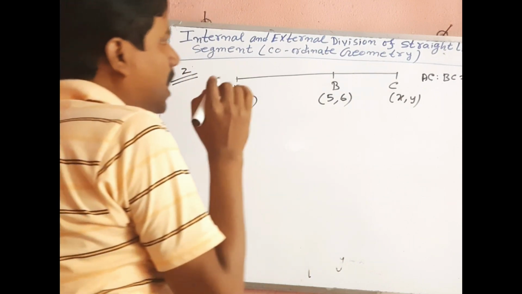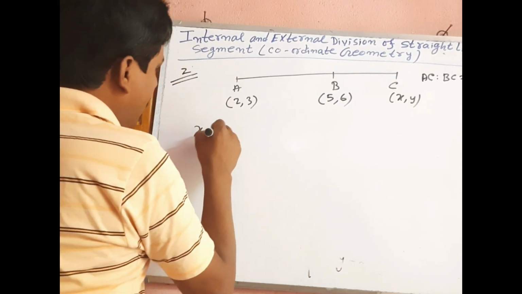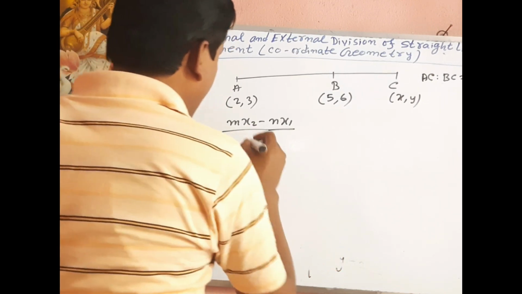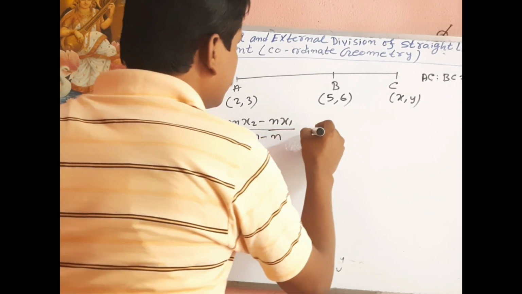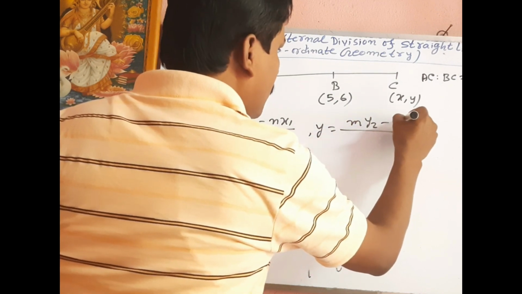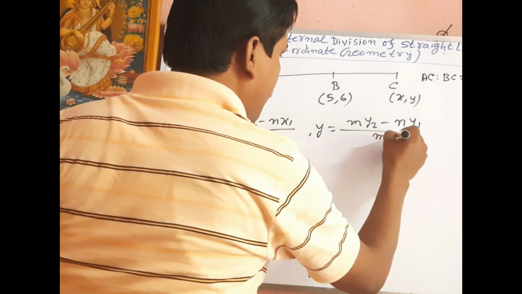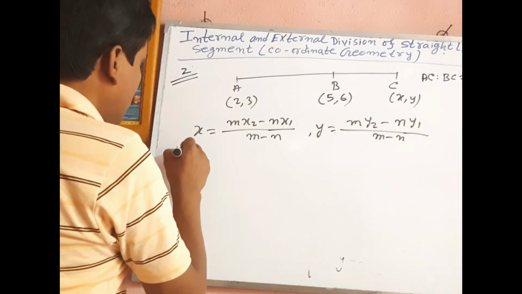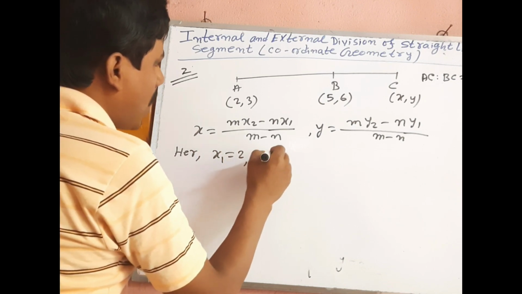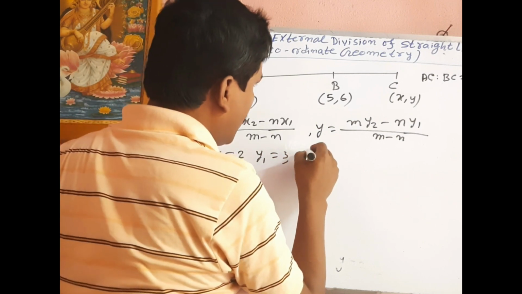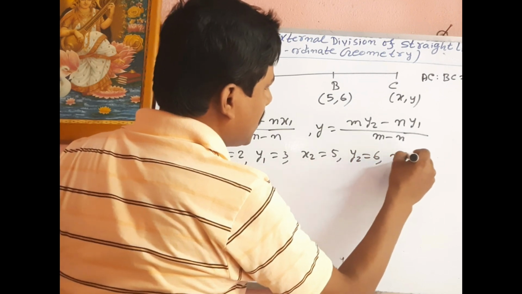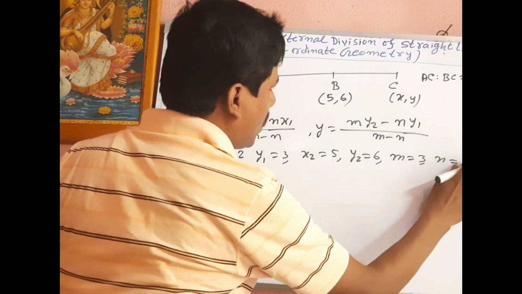By using the external division formula, we can say x is equal to (mx2 minus nx1) divided by (m minus n), and y is equal to (my2 minus ny1) divided by (m minus n). Here x1 is equal to 2, y1 is equal to 3, x2 is equal to 5, y2 is equal to 6, m is equal to 3, n is equal to 1.